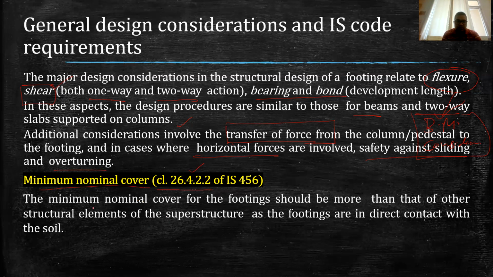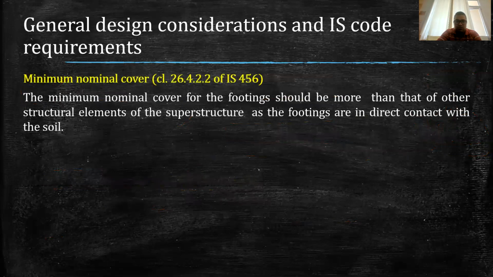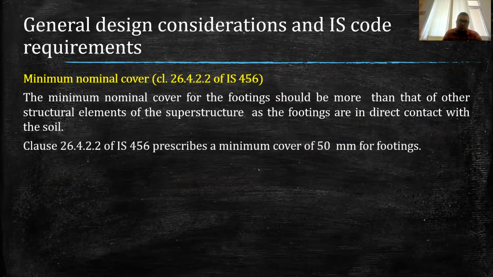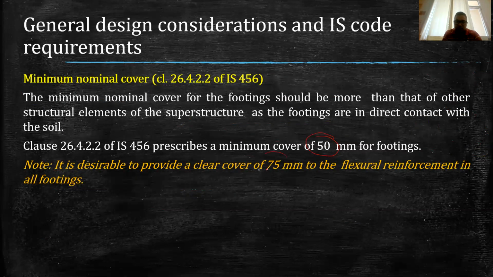As I said, this clear cover for the foundation is generally higher than the cover for the superstructure elements, because foundation is directly in contact with the soil, and soil may have some harmful chemicals which may react with the concrete and thereby damage the foundation. So, to have more protection, we take more clear cover for the foundation. The IS code has recommended the minimum clear cover for foundation as 50 mm. But generally in normal practice, we take clear cover as 75 mm.